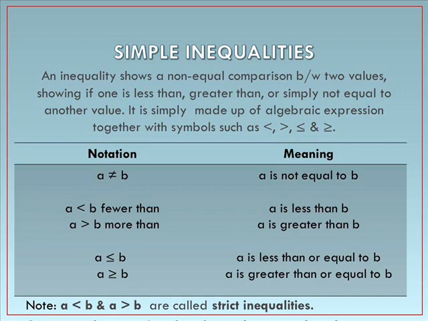Here we have a chart of inequalities in which notations are given on the left hand side and meanings are given on the right hand side. The first inequality that we have is A is not equal to B. Then we have A is less than B and A is greater than B. These two are called strict inequalities. Finally, we have A is less than or equal to B and A is greater than or equal to B.